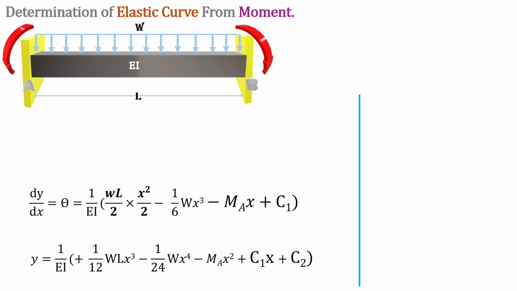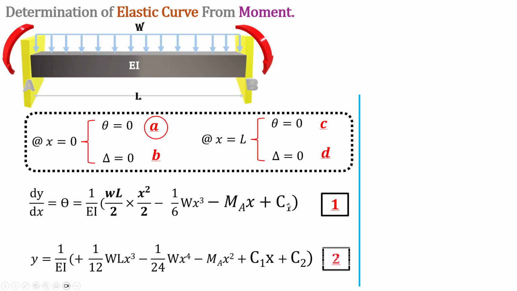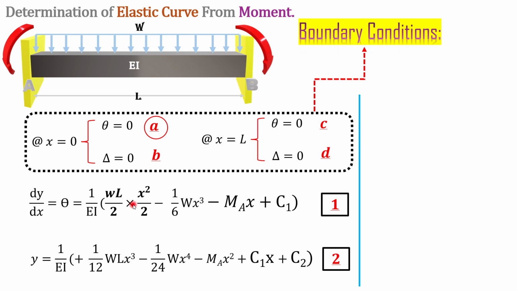Now we apply the boundary conditions to our theta and delta equations. At x equal to 0 we don't have an angle of rotation, and we don't have any side sway, which is any up and downward motion, because it's fixed. Likewise at x equal to L we have the same condition, no theta, no delta. If we call these conditions A, B, C, D, our theta equation is equation 1, our delta equation is equation 2, and then these are our boundary conditions.